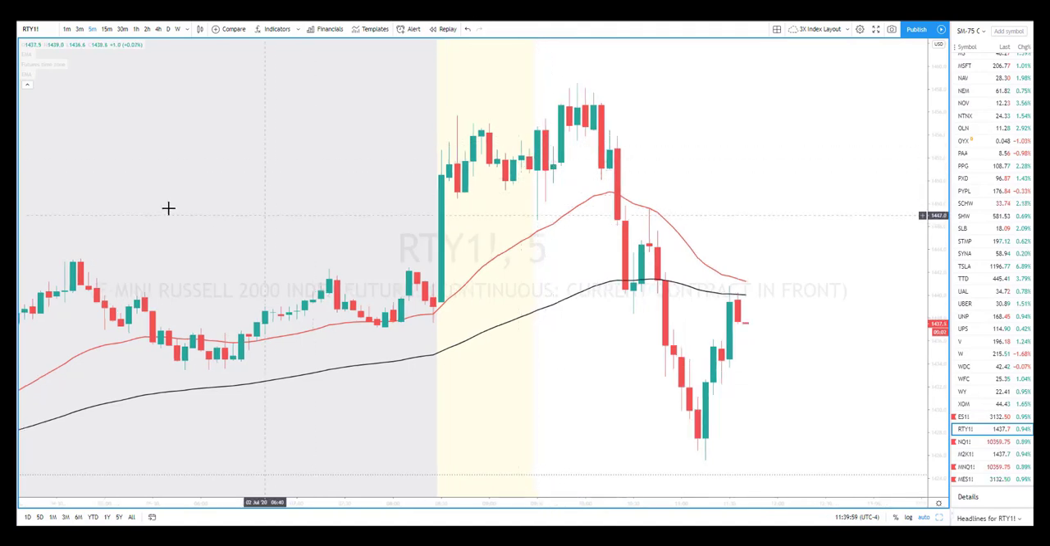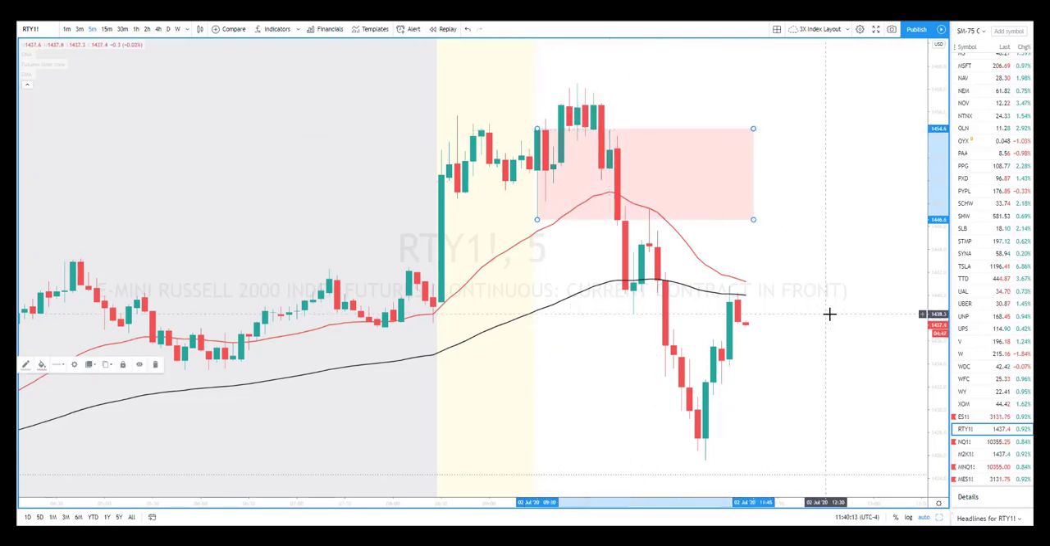The Russell gave us one. The opportunity to get in was a very, very quick opportunity. If you didn't have your order waiting on the dome, you might not have gotten filled. So here's the 5-minute candle. We go from the bottom to the top.